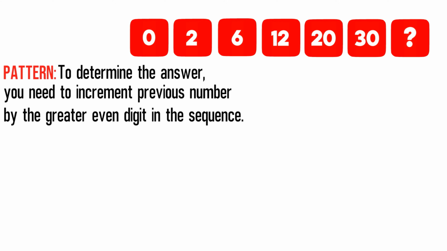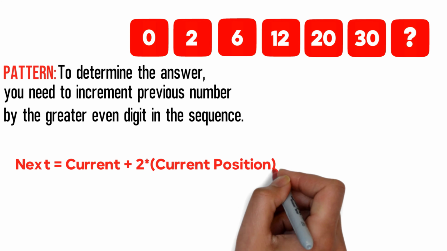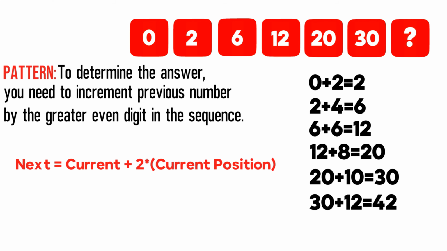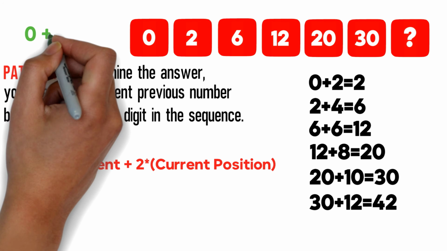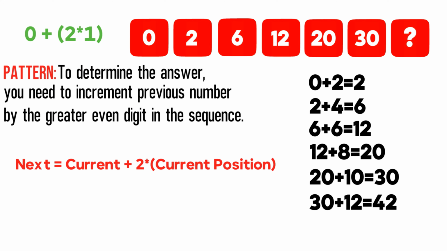And in our case, the formula to determine the next number would be current number plus 2 multiplied by current position. Let's see how it works. For example, let's take the number 0. This is the first number in the sequence. To determine the next number in the sequence, we need to add the previous number, which is 0, and then 2 multiplied by 1, because number 0 has the first position in the sequence.